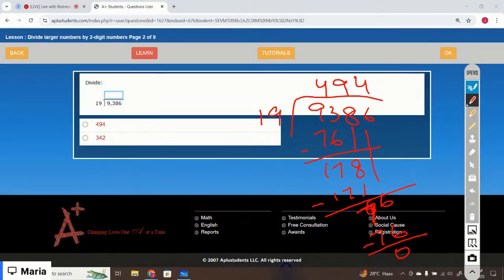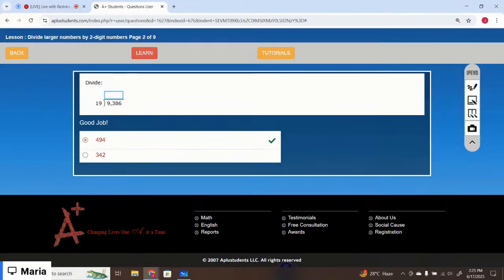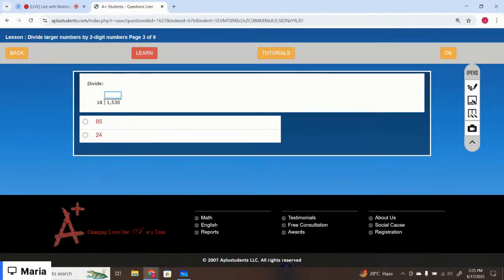Option number 1 is the correct option. The next lesson is okay. Now we have to divide 1,540 by 8, so which is the correct option?